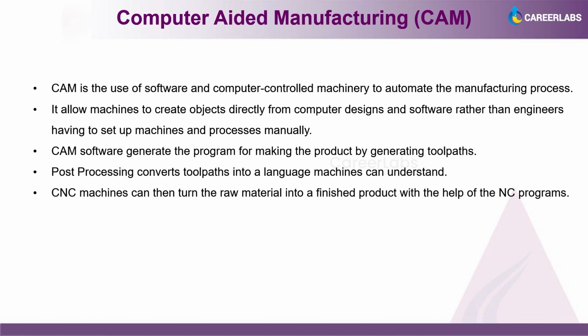Computer aided manufacturing. As we said, CAM is the use of software and computer controlled machinery to automate the manufacturing process. Till now we discussed how we can automate, and also it allows the machines to create objects directly from computer designs and software rather than engineers having to set up the machines and process manually, which is really helping to replace the manual process with the computer aided manufacturing process. And post processing also converts the tool paths into a language the machines can understand.